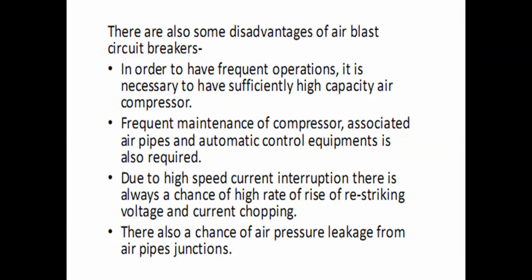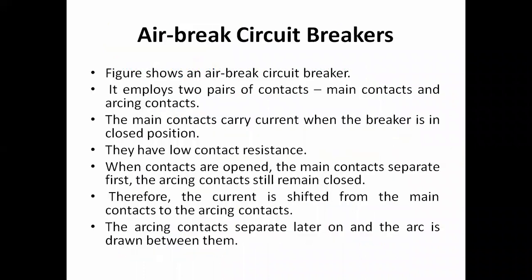There are also chances of air pressure leakage from the air pipe junctions. If there is a leakage in the pipes installed between the circuit breaker and the air compressor chamber, the pressure is reduced, and this low pressure is not sufficient to blast the arc within the circuit breaker. So these are the types of air blast circuit breaker.